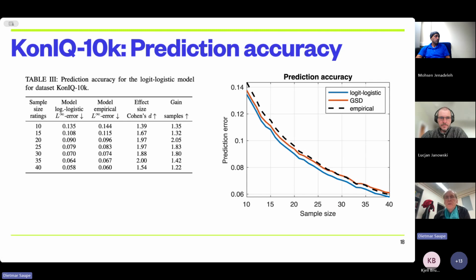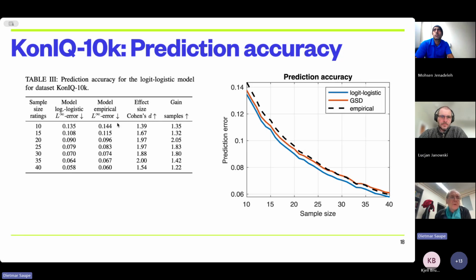Now we come to the prediction accuracy. So the question was, is our model a better one when it comes to prediction of unseen ratings that were not in the training set? So in the first column here, we list the sample size of the ratings from 10 to 40. And so the models were based on these 10, 15, 20, etc. sample sizes. Then we looked at the test set and compared the resulting model with the test set. And this is the L infinity error here, 0.01 down to 0.05. Of course, the higher the sample sizes, the better we can approximate the distribution in the population, and we get a smaller L infinity error here.